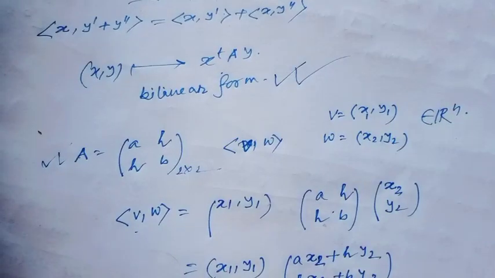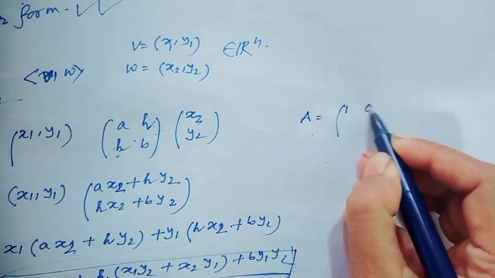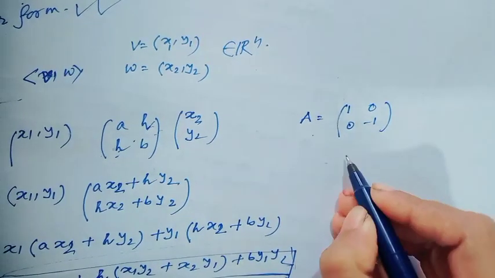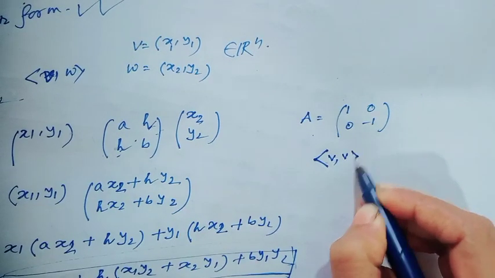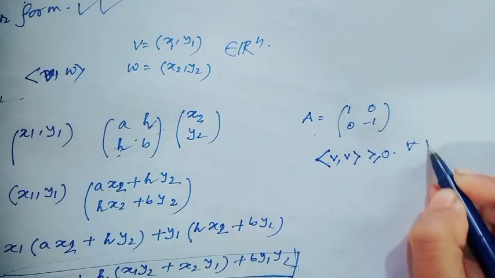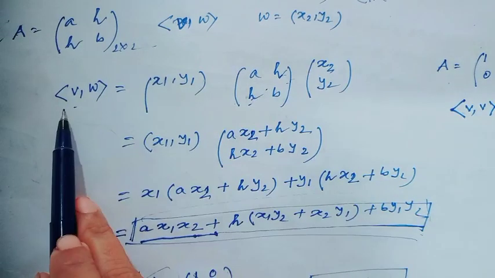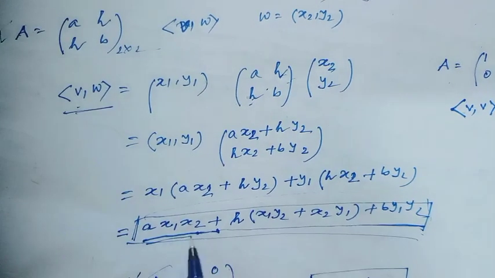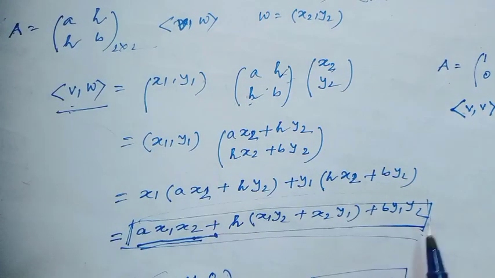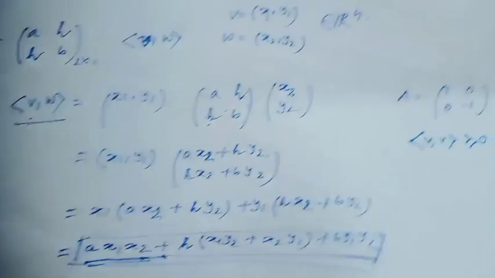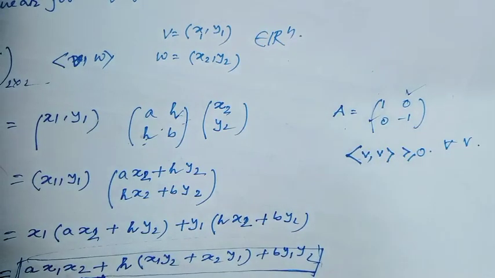Obviously this is a bilinear form. This is not an inner product. For this, consider this matrix A equal to 1 0 0 minus 1. For positive definite we have to prove inner product V with V is greater than or equal to 0, and this is true for all V. And notice x transpose Ay means this form, a x1 x2 plus b x1 y2 plus x2 y1 plus c y1 y2. Here I have considered this matrix, so the value of b is 0.